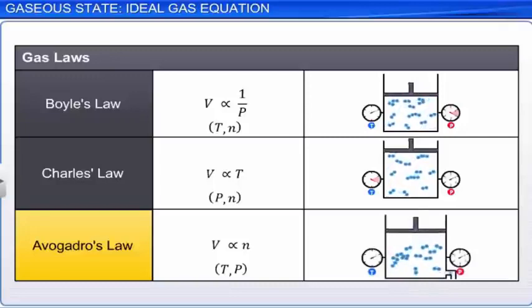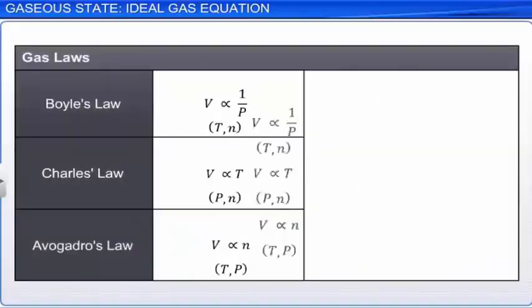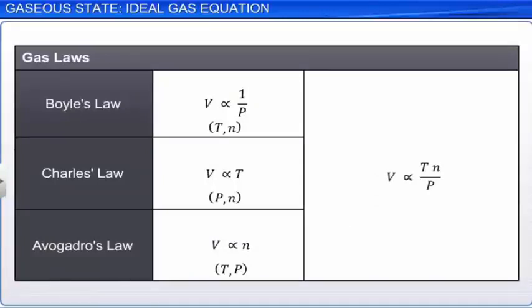On combining these 3 laws, we get the ideal gas equation. When we introduce a constant of proportionality, R, the equation can be written as V is equal to R into n into T divided by P. Here, R is known as the universal gas constant.